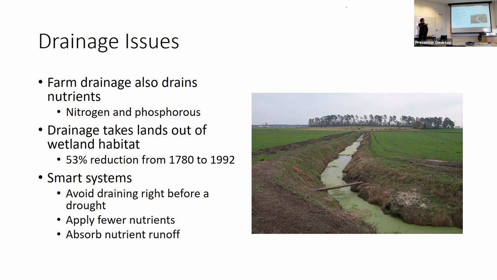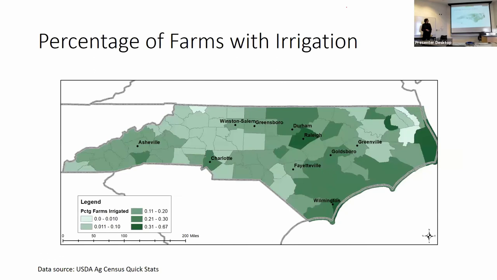53% reduction in wetland habitat from 1780 to 1992 via drainage in North Carolina. And then here's the percentage of farms with irrigation. Again, irrigation takes water from something else. I just read an article in the Wall Street Journal about how the West's water disputes and water shortages are coming to the East. I don't know if I go quite that far, but if you start pulling water from one place, that water is not there anymore. So again, irrigation can deal with these droughts, but may be problematic.